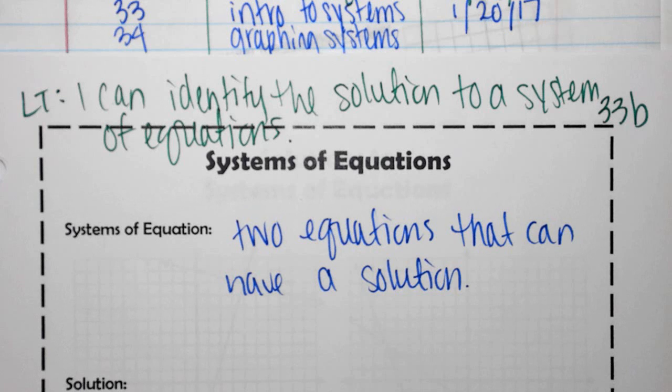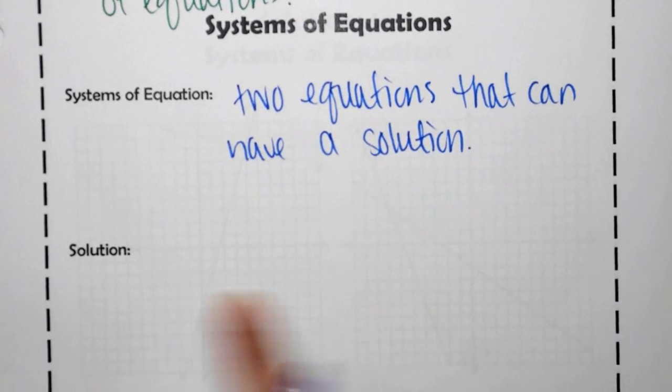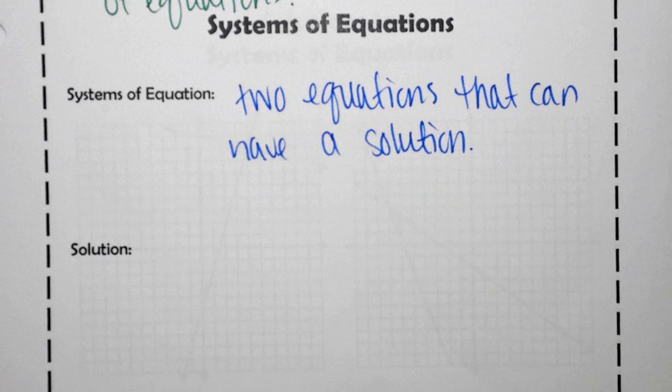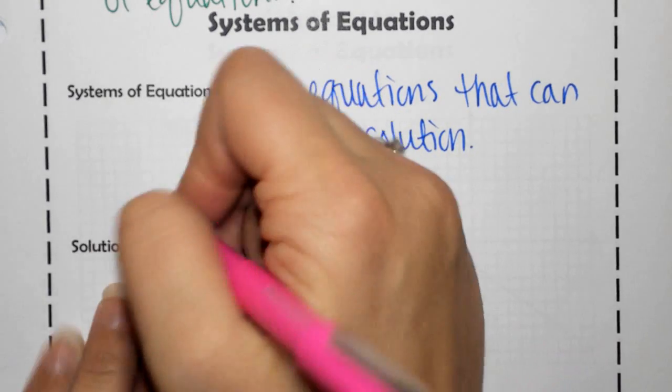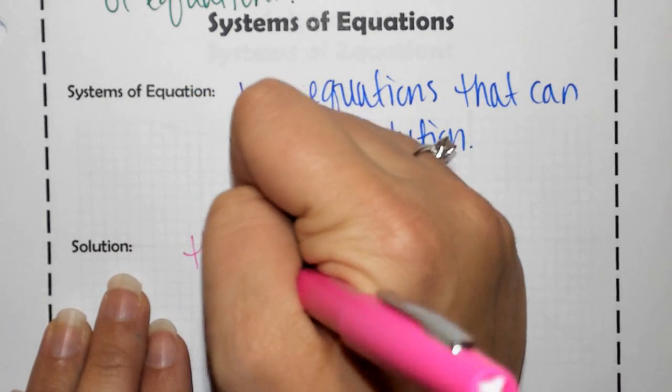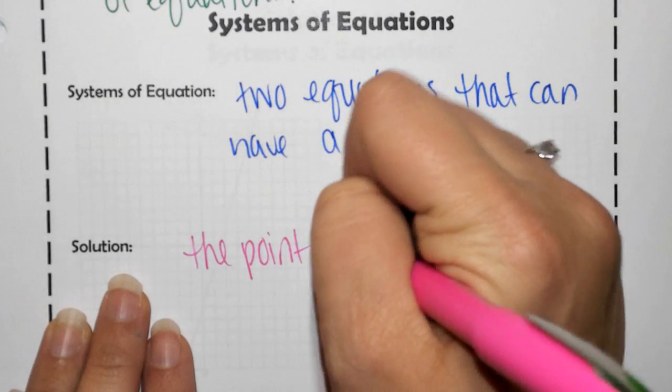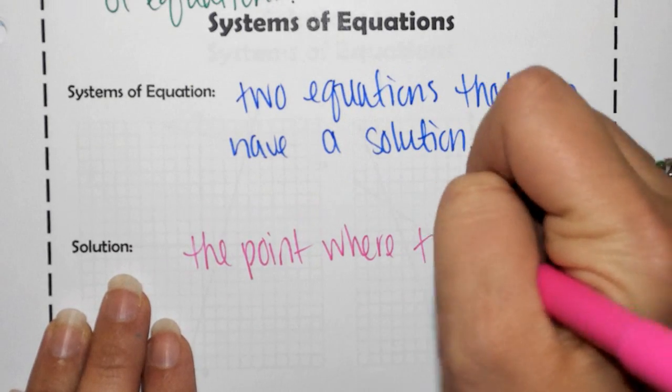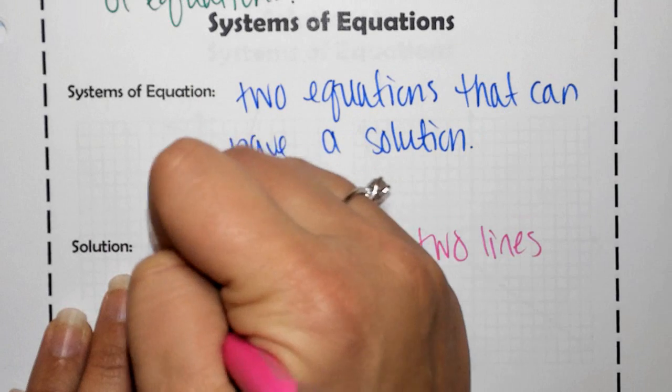Now, when we graph them, that's the point where they intersect. That's what we were doing in that first assignment, figuring out where two lines intersect, because that makes the solution. So how could we define solution? The point where two lines intersect, where they meet. Take a point. The point where two lines intersect.